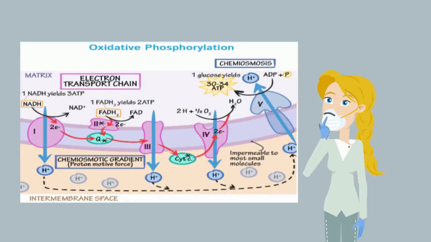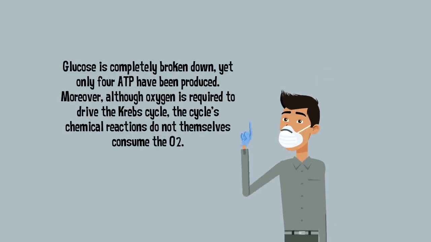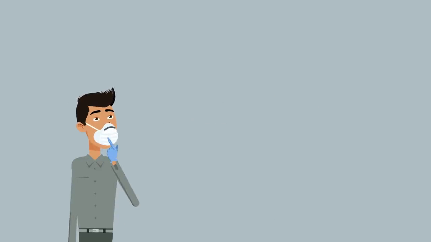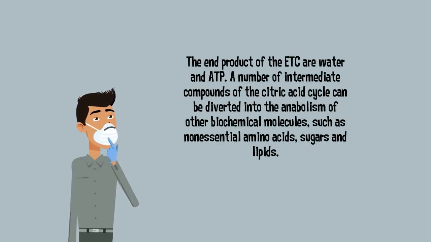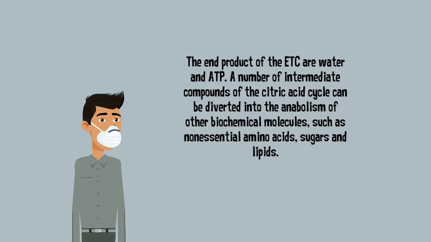Oxidative phosphorylation will take place after the electron transport chain. It is also the final stage of cellular respiration. Now I really understand those cycles. So it can be concluded that the glucose is completely broken down, yet only 4 ATP have been produced. Moreover, although oxygen is required to drive the Krebs cycle, the cycle's chemical reactions do not themselves consume the oxygen. The end products of the ETC are water and ATP. A number of intermediate compounds of the citric acid cycle can be diverted into the anabolism of other biochemical molecules, such as non-essential amino acids, sugars, and lipids.